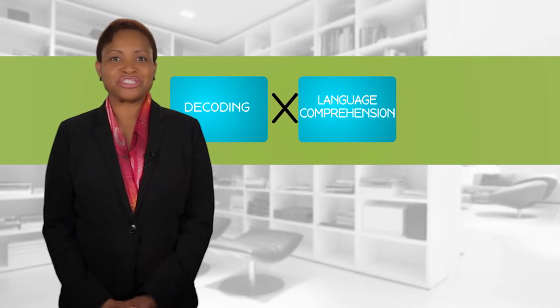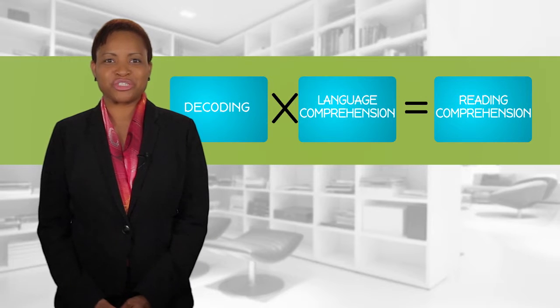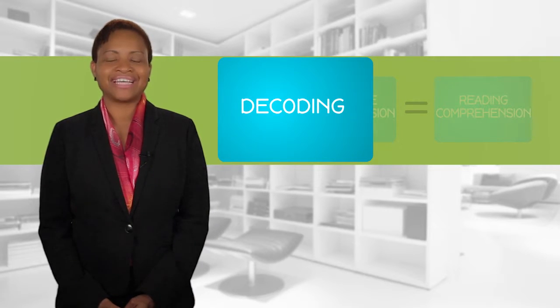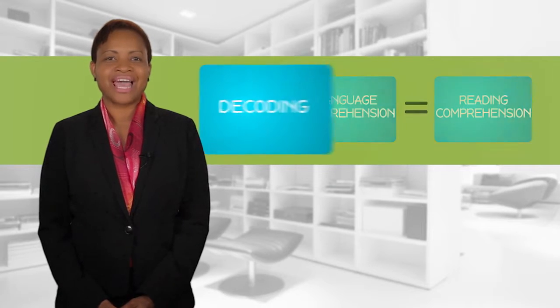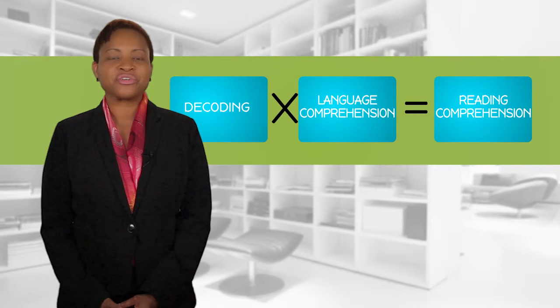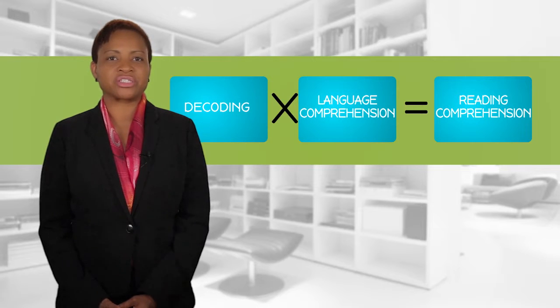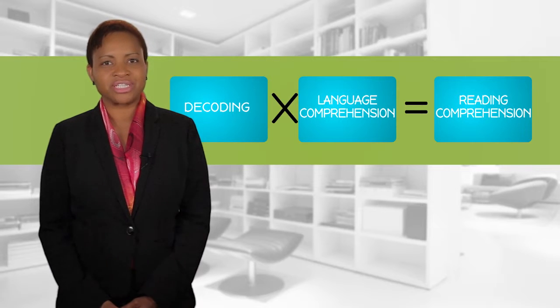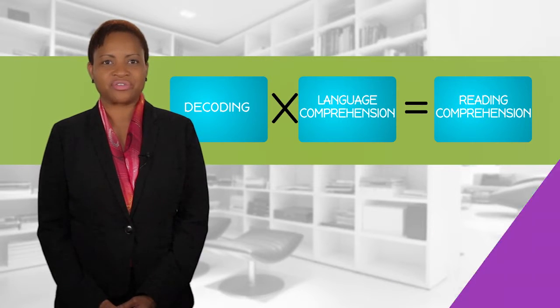Reading comprehension is like a mathematical formula. Decoding times language comprehension equals reading comprehension. Decoding is reading the words on a page quickly and accurately. Language comprehension is attaching meaning to the words. If a reader has difficulty with one or both of these components, he or she won't develop the comprehension skills necessary for academic success, economic opportunities, or quality of life.